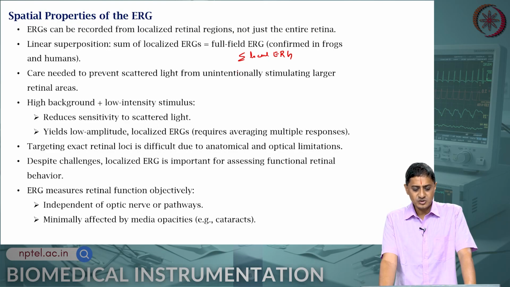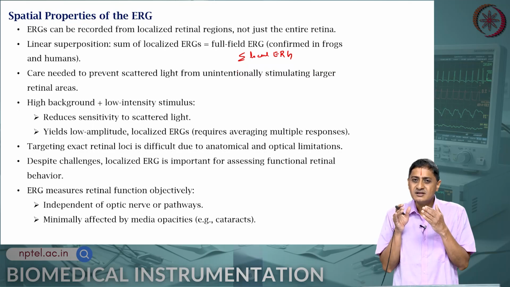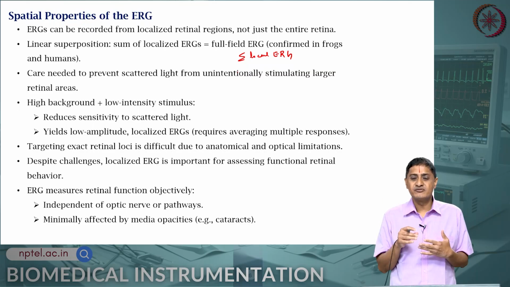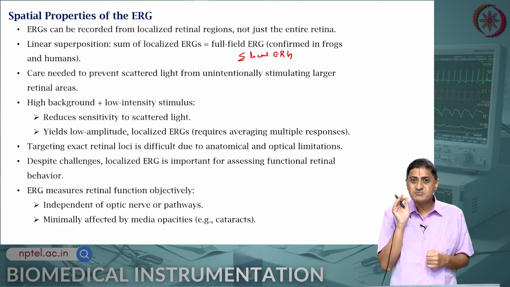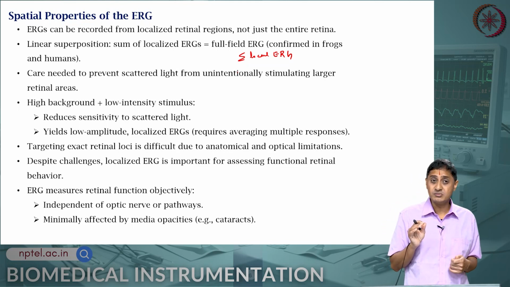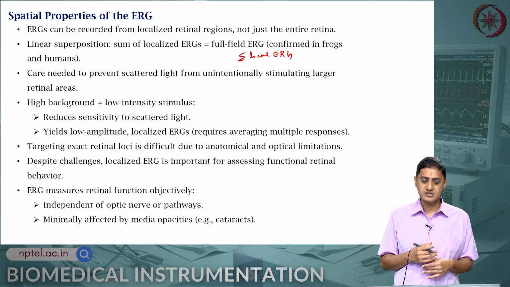Critically, it is important to prevent scattered light from unintentionally stimulating larger retinal areas. That is critical, which means that you need to have a stimulator that prevents other scattered light from being presented. So, you need to have a specific light source that provides only the light stimulus of interest. So, you need to have that care. We will look at that in future slides, as to what a specific stimulator type is.